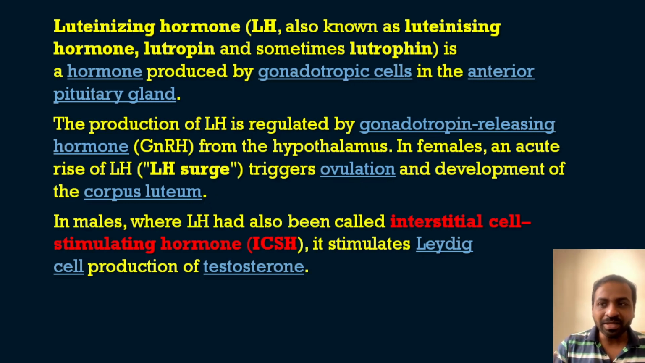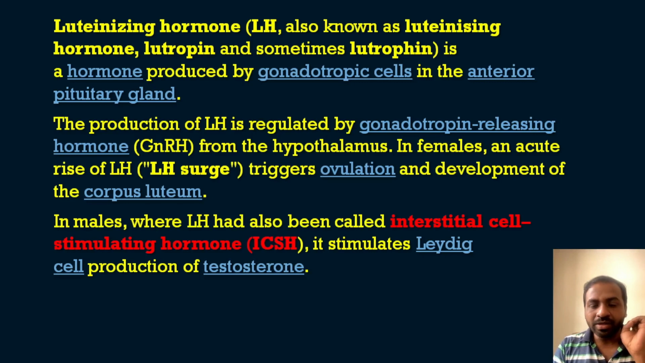So LH helps in the development of corpus luteum, and from the corpus luteum, progesterone will be released, and this progesterone will support the upcoming pregnancy. If the lady is getting pregnant, then the pregnancy will be protected by this progesterone which is released by the corpus luteum, and the corpus luteum development happens with the help of the hormone called LH. So don't be confused between LH and progesterone. I think it is clear for you now.